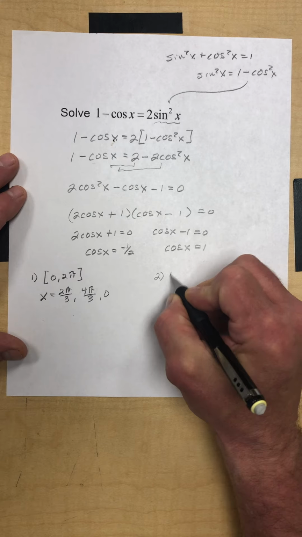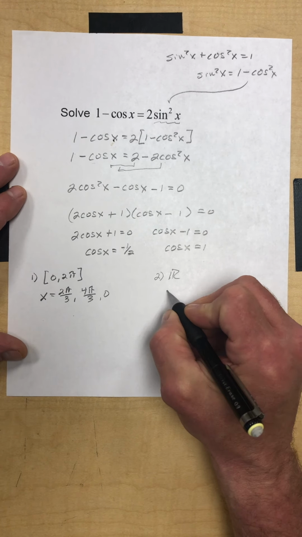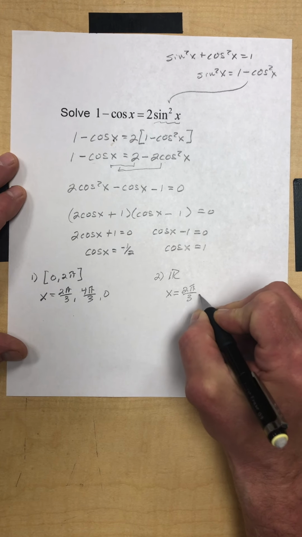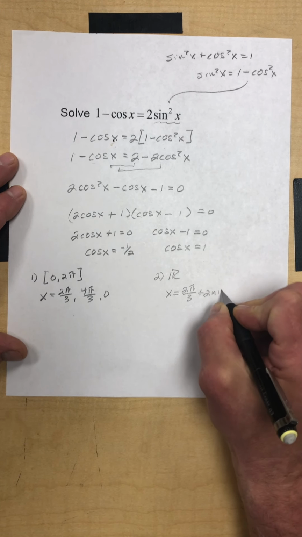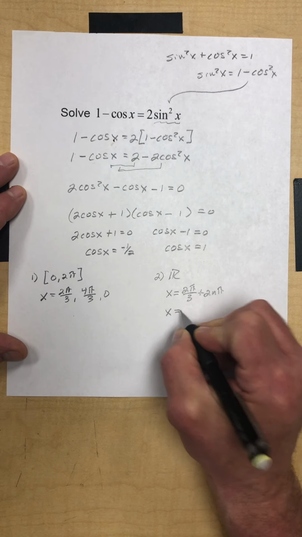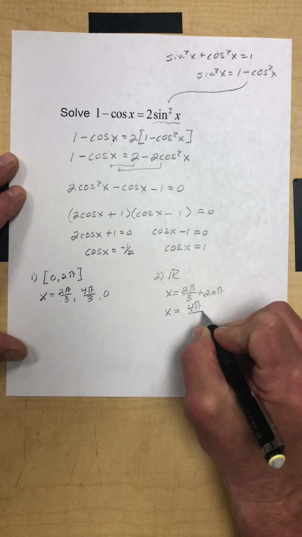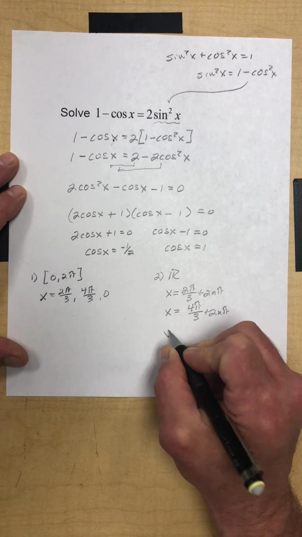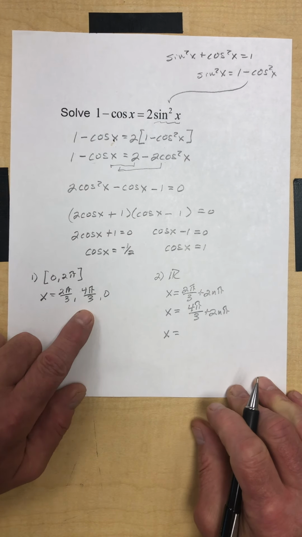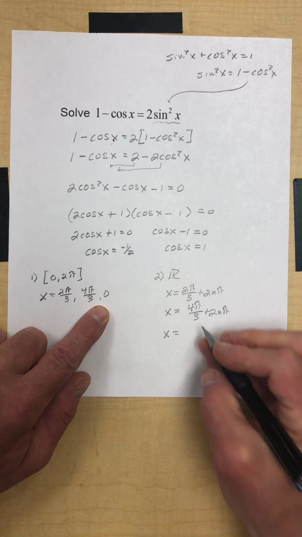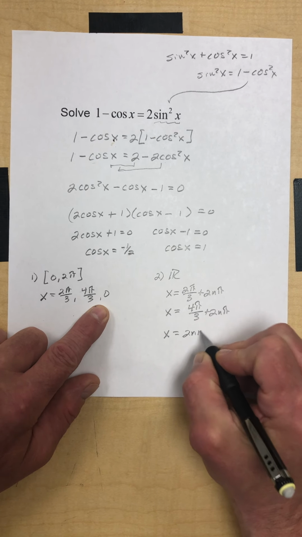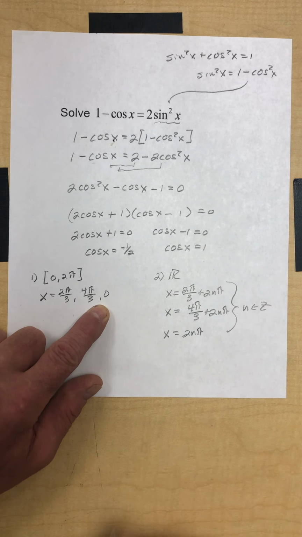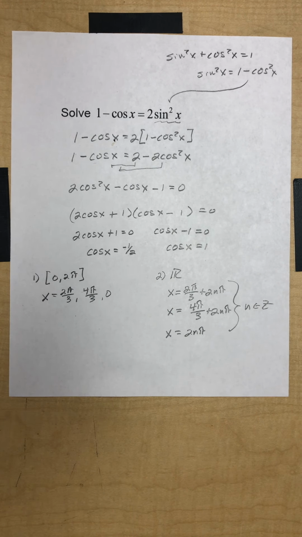So if we go to the set of real numbers, that will give us x equals 2 pi over 3 plus 2n pi, x equals 4 pi over 3 plus 2n pi, and x equals 0 plus 2n pi, so I'll just put 2n pi, where obviously n is an integer. Okay, that one wasn't too bad.